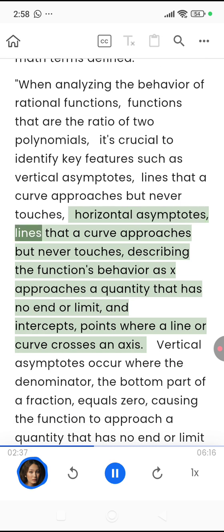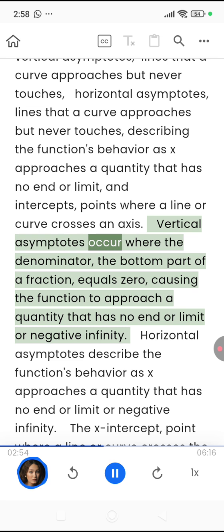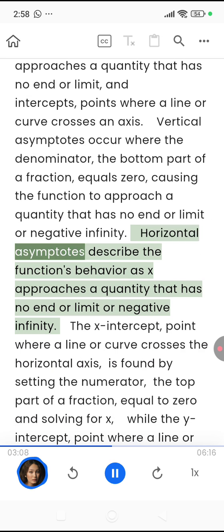Horizontal asymptotes, lines that a curve approaches but never touches, describing the function's behavior as x approaches a quantity that has no end or limit, and intercepts, points where a line or curve crosses an axis. Vertical asymptotes occur where the denominator, the bottom part of a fraction, equals 0, causing the function to approach a quantity that has no end or limit or negative infinity. Horizontal asymptotes describe the function's behavior as x approaches a quantity that has no end or limit or negative infinity.